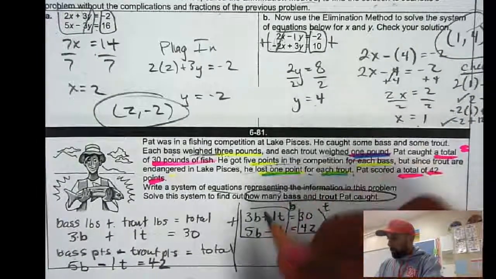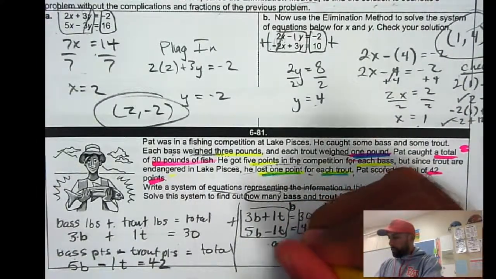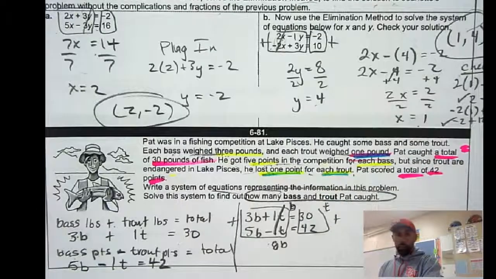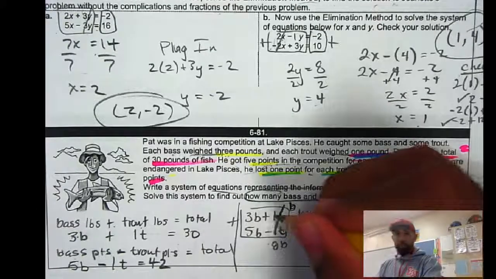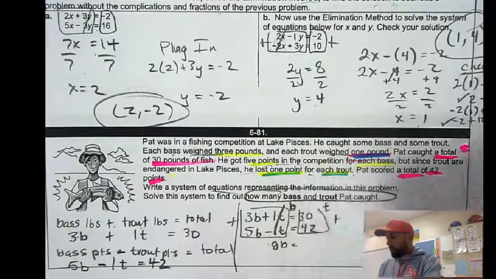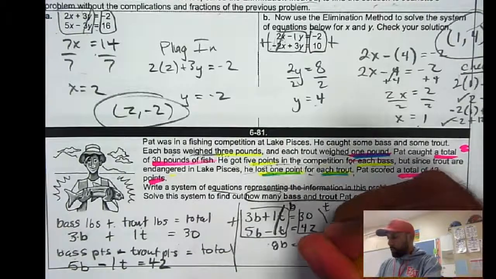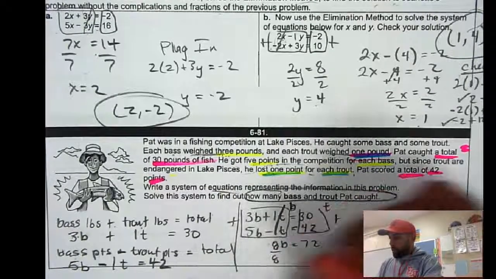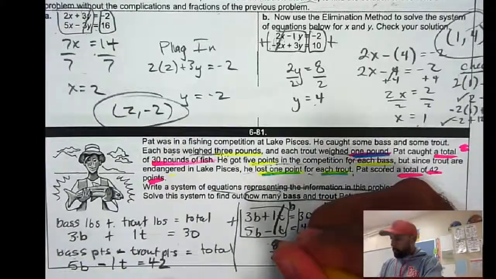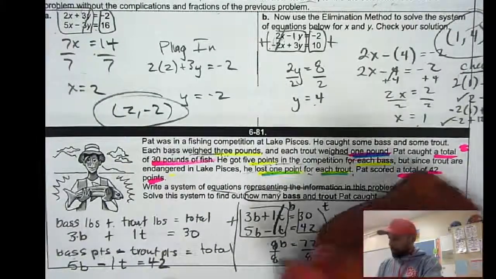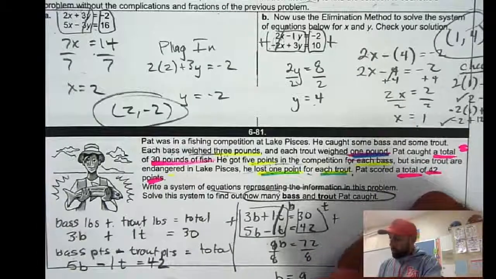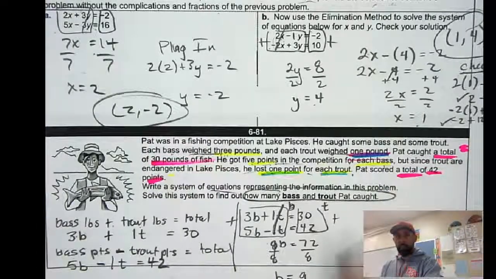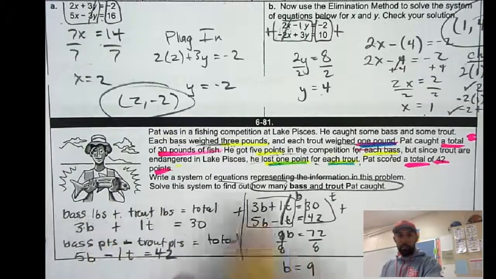So now 3b plus 5b, that's going to give us 8b. And you notice that goes away. Okay, the 1t minus 1t. Okay, so now 30 plus 42, that's 72. Last step, divide by 8. Well, not the last step, the next step. Okay, and divide by 8, we get 9. So B equals 9. Okay, so remember B represents the bass, so that's how many bass there were.